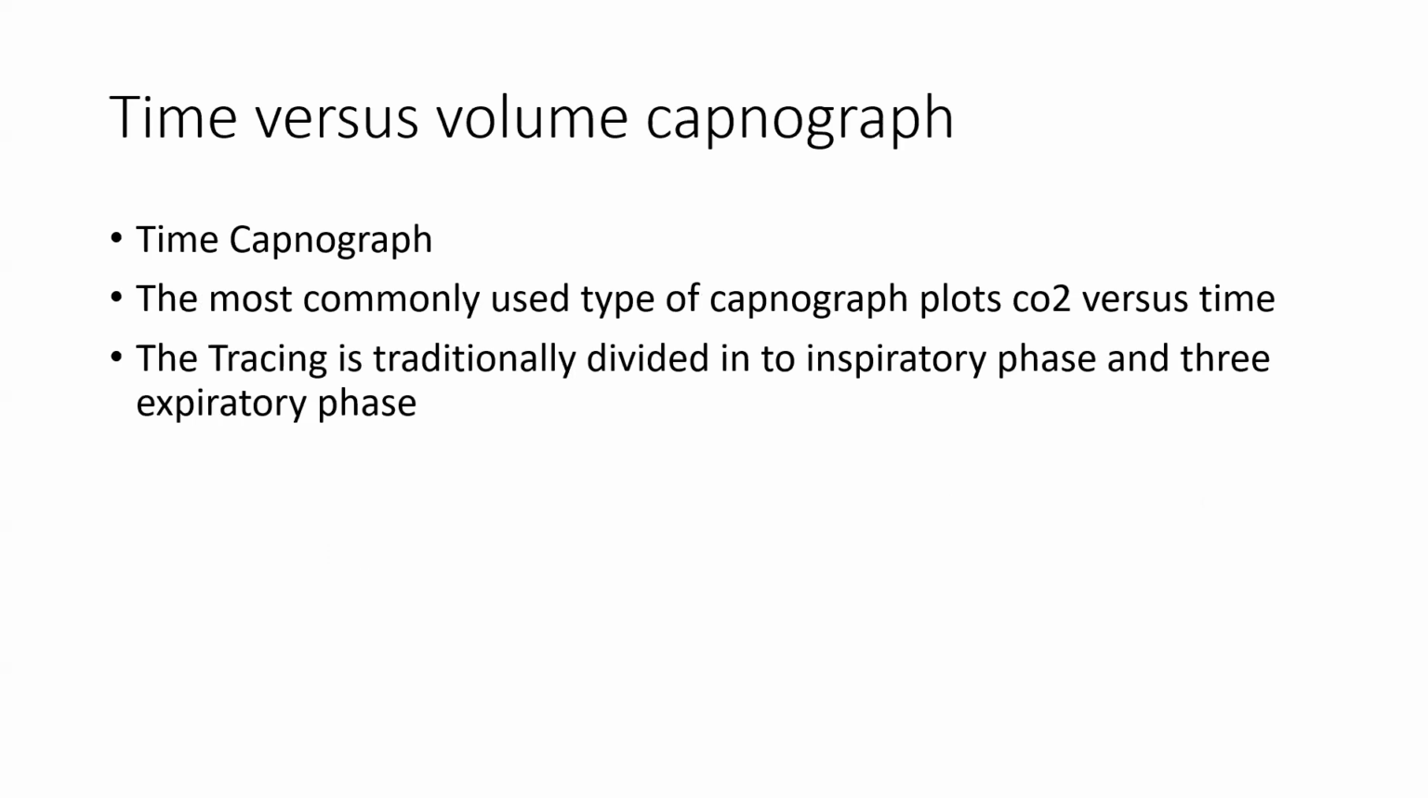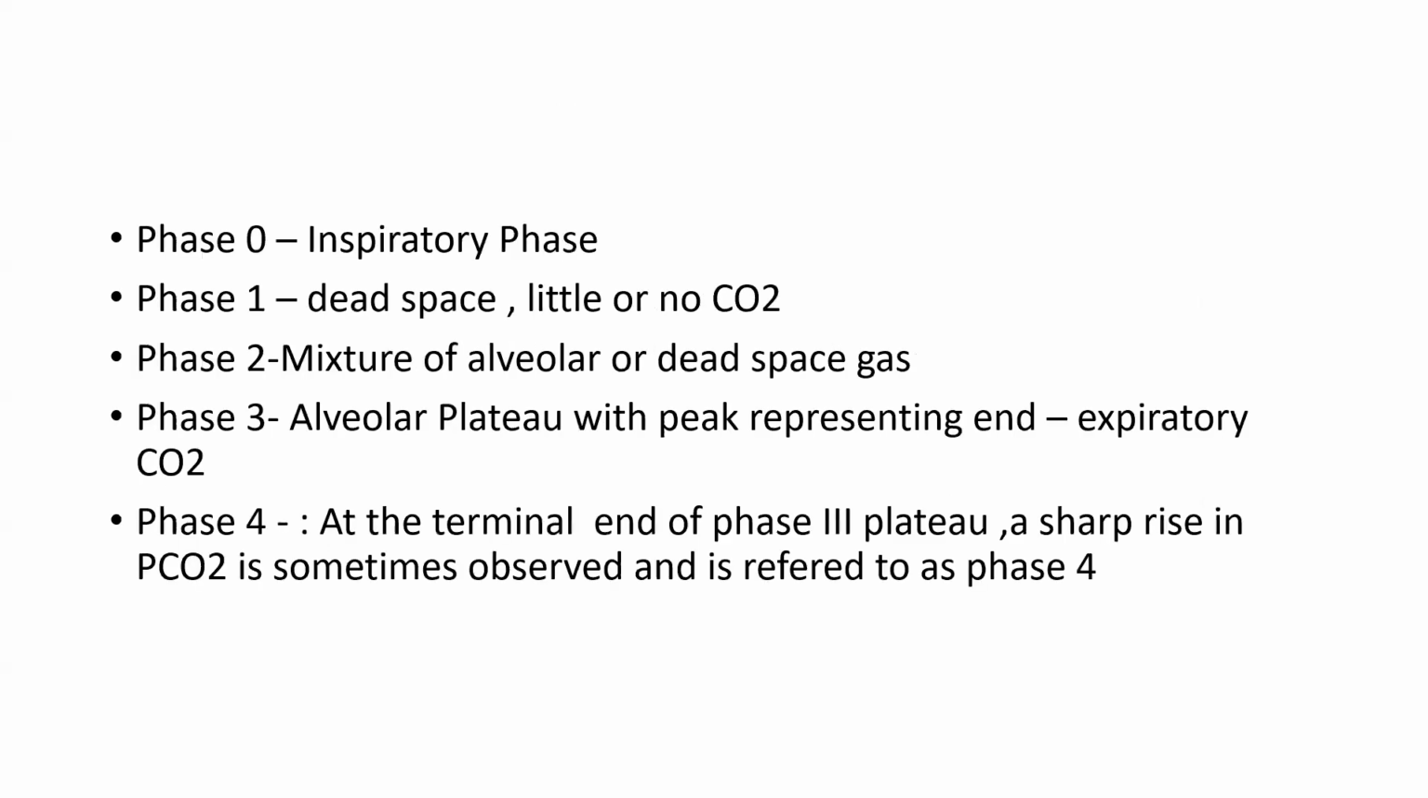Time versus volume capnograph. Time capnograph. It is the most commonly used type of capnograph. It plots CO2 versus time. The tracing is traditionally divided into an inspiratory phase and three expiratory phases. Phase 0 is the inspiratory phase. Phase 1 is the dead space, which has little or no CO2.